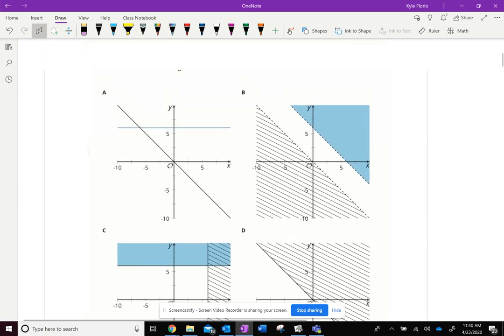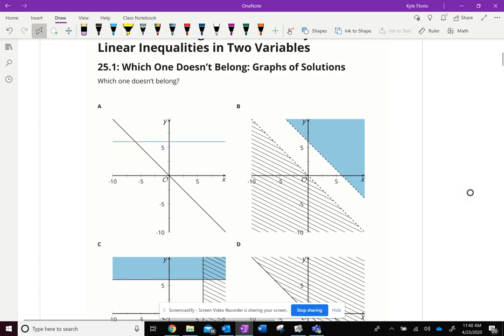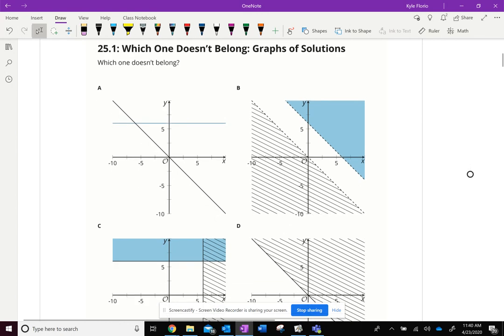Good morning, Algebra 1. This is the last lesson in Unit 2, linear inequalities in two variables. The first exercise is just which one doesn't belong.